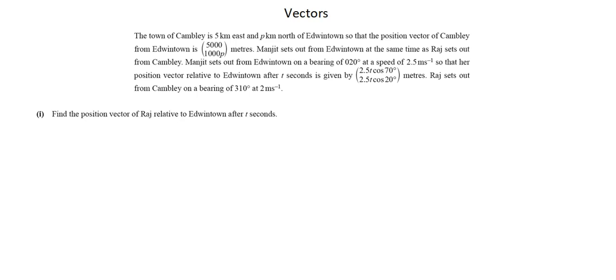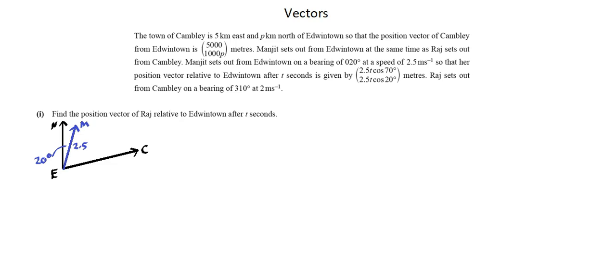So let's show the position vector from Edwintown to Cambly. Notice that the vector is going right and up, which is indicated with positive values for the x and the y, 5,000, 1,000p. Now let's look at diagramming Manjit's movement to understand how that diagram gets to the position vector we're given for Manjit, and then we can understand how to create the position vector for Raj. So the vector for Manjit is 20 degrees east of due north with a velocity of 2.5 meters per second.